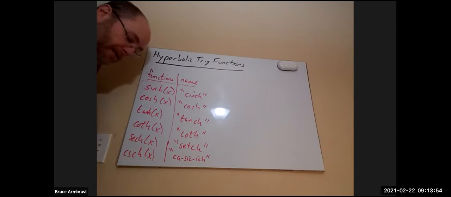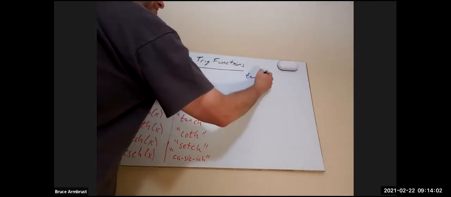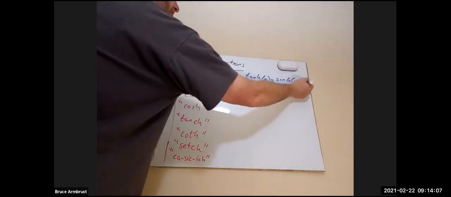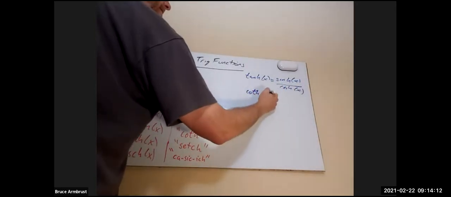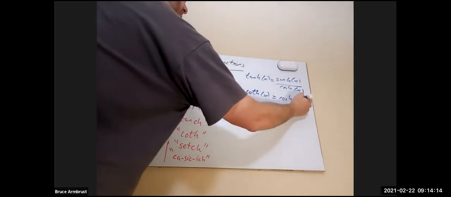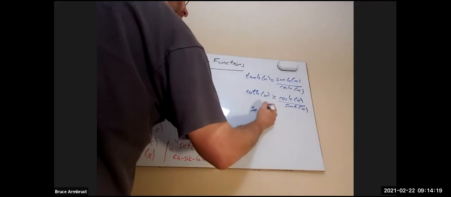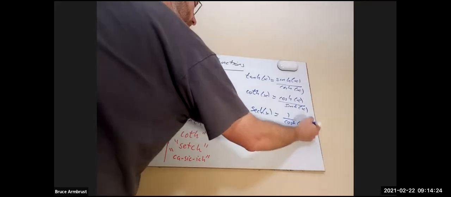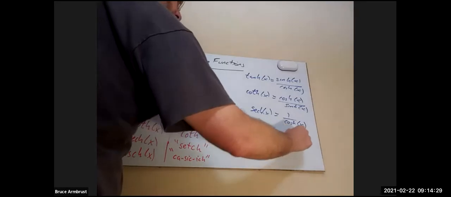The basic ones are exactly what you would expect. All right, so for example, we've got that tanh is sinh over cosh. We've got the coth is cosh over sinh. We've got sech is 1 over cosh. And cosech is 1 over sinh.